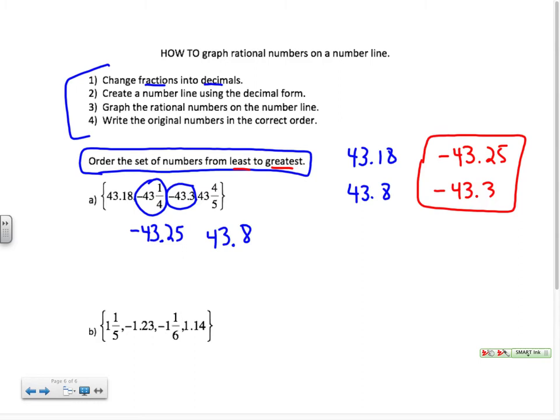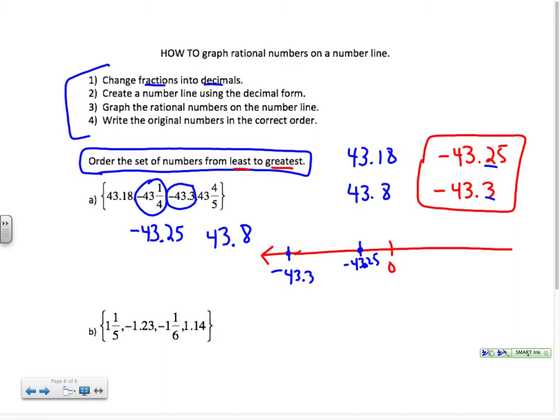All right, least to greatest means I'm going to start with my negative numbers. I'm going to think about my number line, and since I have positive and negative, I'm going to put my 0 in the middle. And negatives go to the left, and I'm going to check out these two numbers I have. I have negative 43.25 and negative 43.3. So on my number line starting at 0 to the left, I'm going to graph negative 43.25 here. I'm skipping ones and all that. That would take too much space. And I'm going to graph negative 43.3 here.